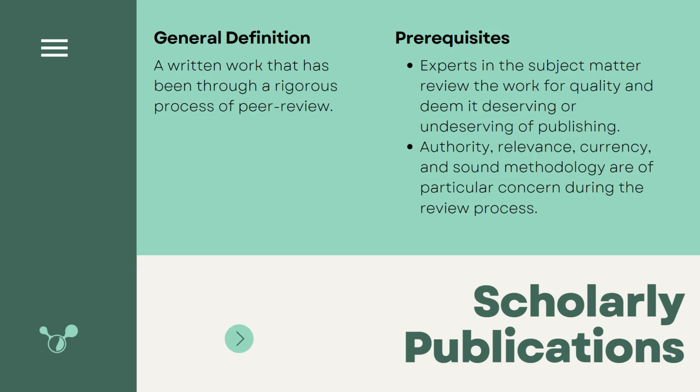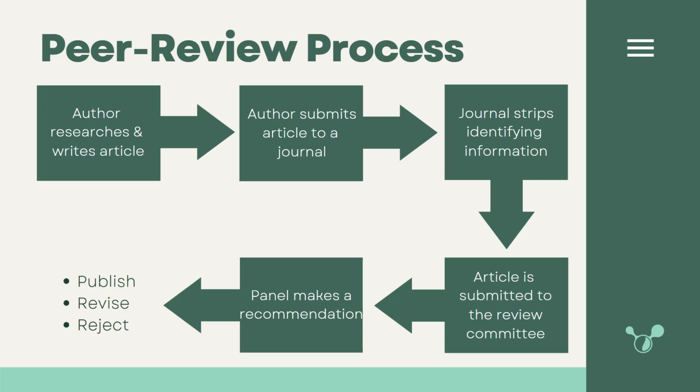Sources are usually broken down into two types, scholarly and non-scholarly sources. Scholarly sources have usually been through the peer review process. In peer review, sources are evaluated by experts in the field. This is the peer review process.